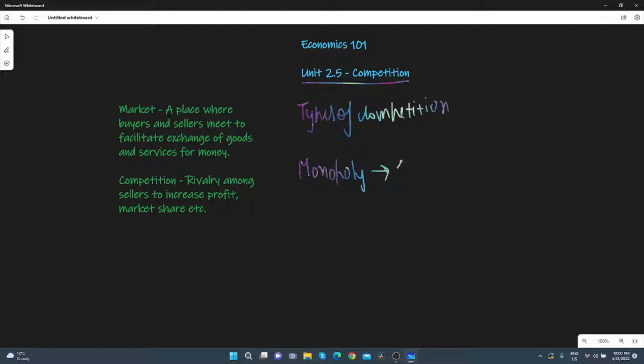What do I mean by one firm dominating? Let's say one firm owns more than 25% of market share. That's the legal definition of a monopoly. Excuse my handwriting. So what do I mean by that?